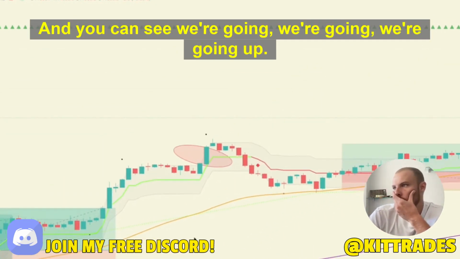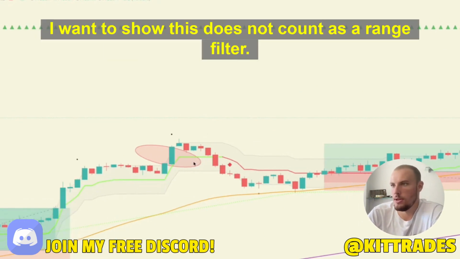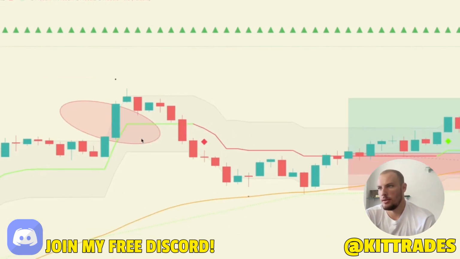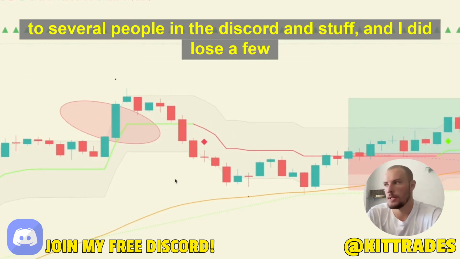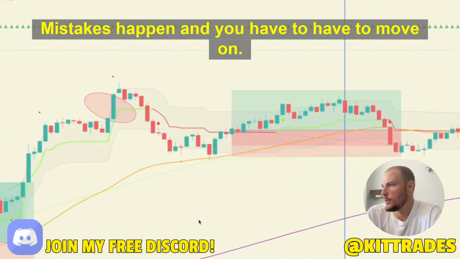And you can see we're going up. We have not broke the range filter. And I want to show you right here, you have this circle. I want to show this does not count as a range filter break. Check this out. This does not count. I accidentally entered here, not paying attention because I was talking to several people in the Discord and stuff, and I did lose a few bucks. Not a big problem. Mistakes happen, and you just have to move on.